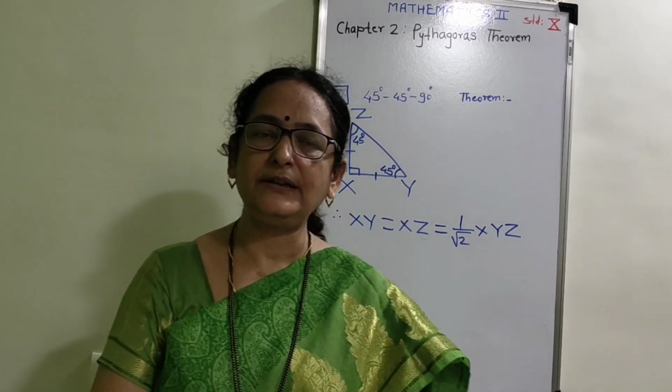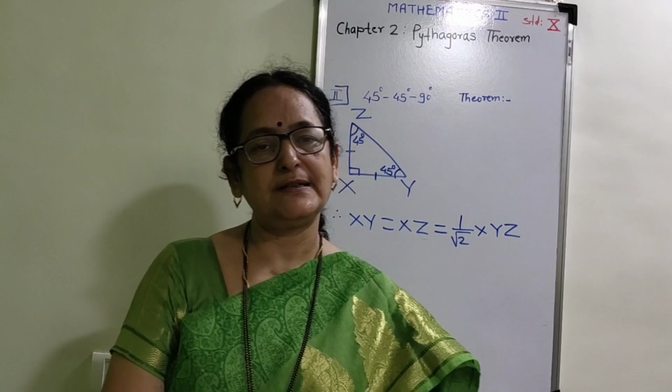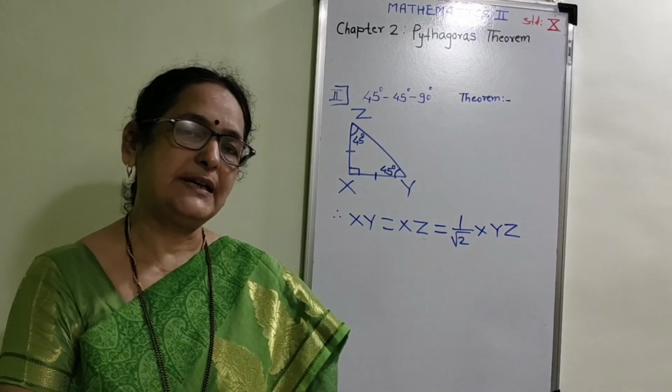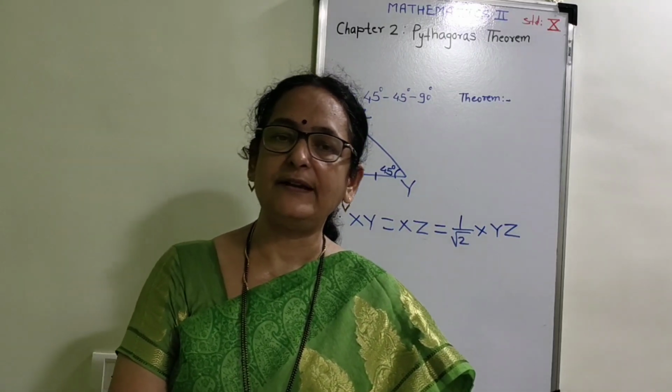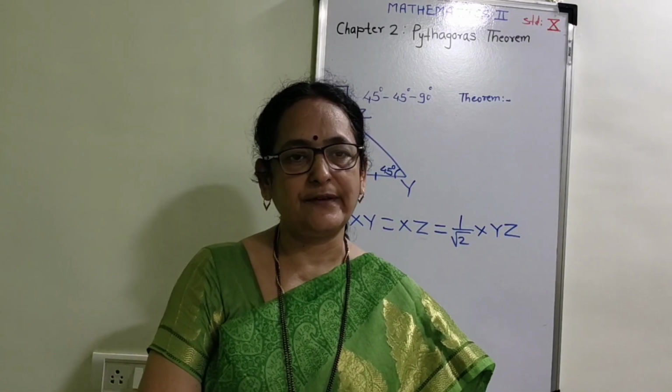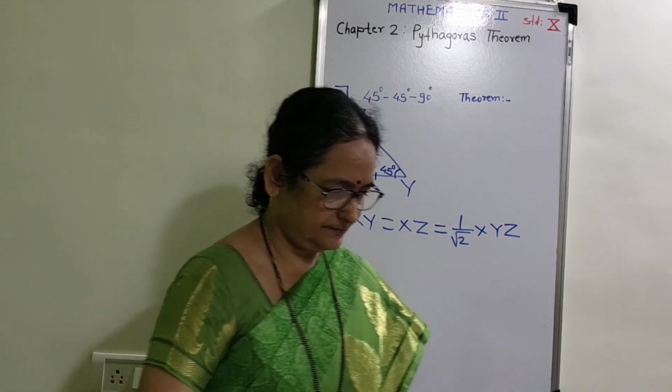Examples related with a square, where the side of the square is given, the diagonal is asked. Sometimes the diagonal of the square is given and the side of the square is asked.